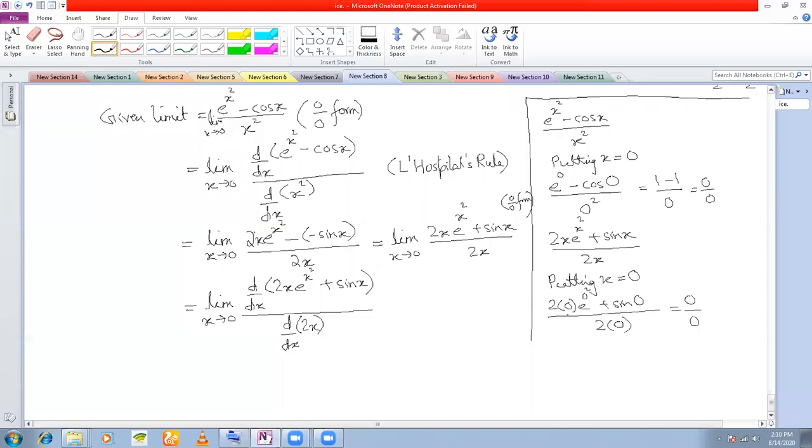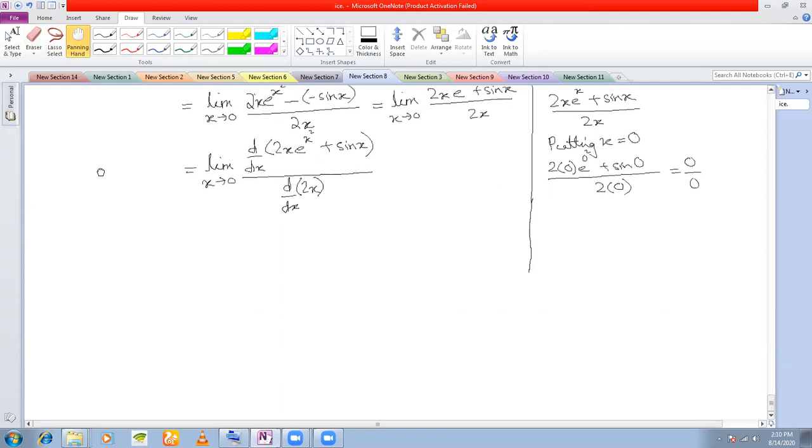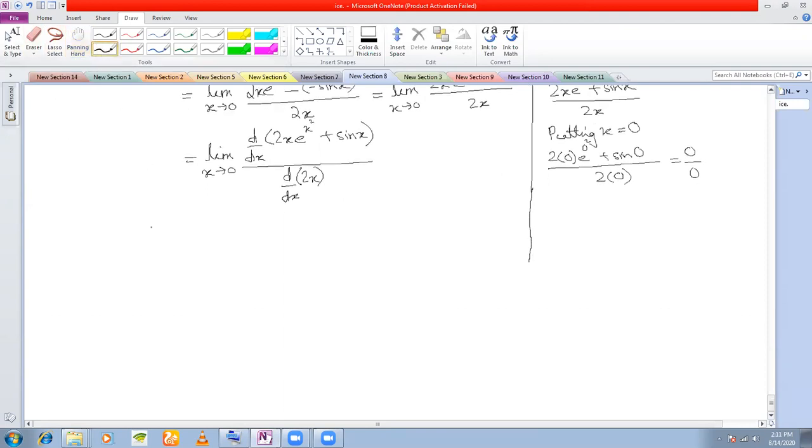So again, we've got a 0 by 0 form, and I was differentiating. So let us differentiate and see what we get. Limit x tends to 0. Now d/dx of 2x e to the power of x. This is twice d/dx of x e to the power of x plus d/dx of sin x. I'm doing one step extra because I have to use the u into v rule here. And d/dx of 2x is 2. Okay.